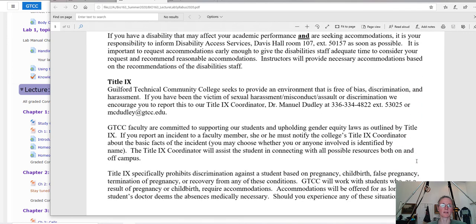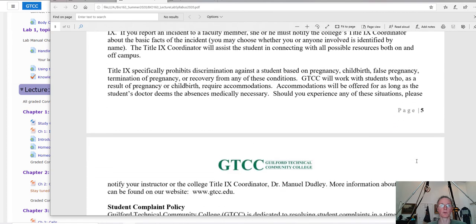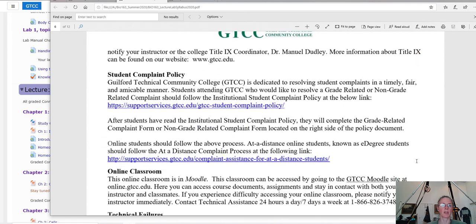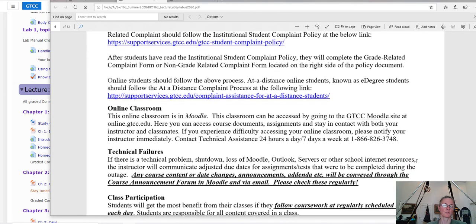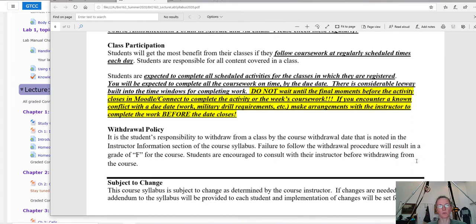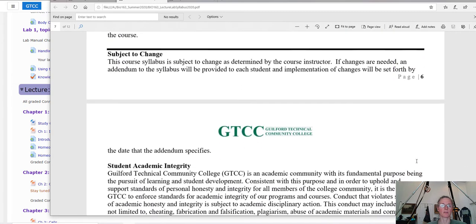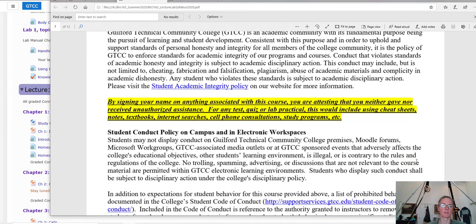Some school policies like Title IX. This is an anti-discrimination policy. What to do if you feel that there's some kind of discrimination. We have a student complaint policy. What to do in the event that you have a complaint, and links to access that resource. We have what to do in the case of a technical failure, withdrawal policies. We also have the student equity policy is reviewed here.